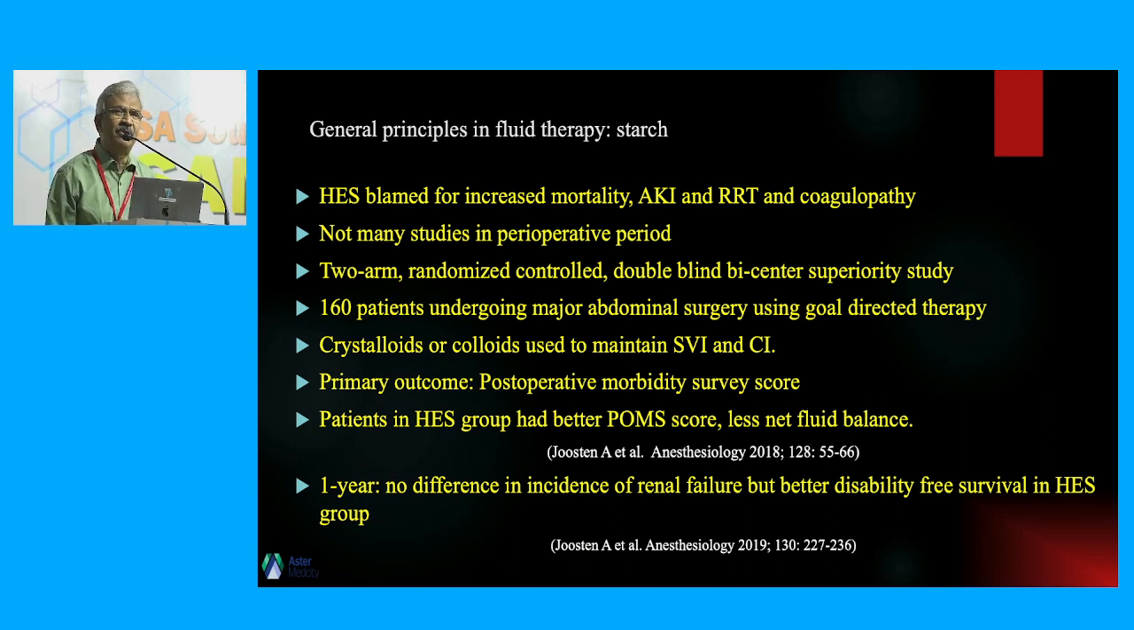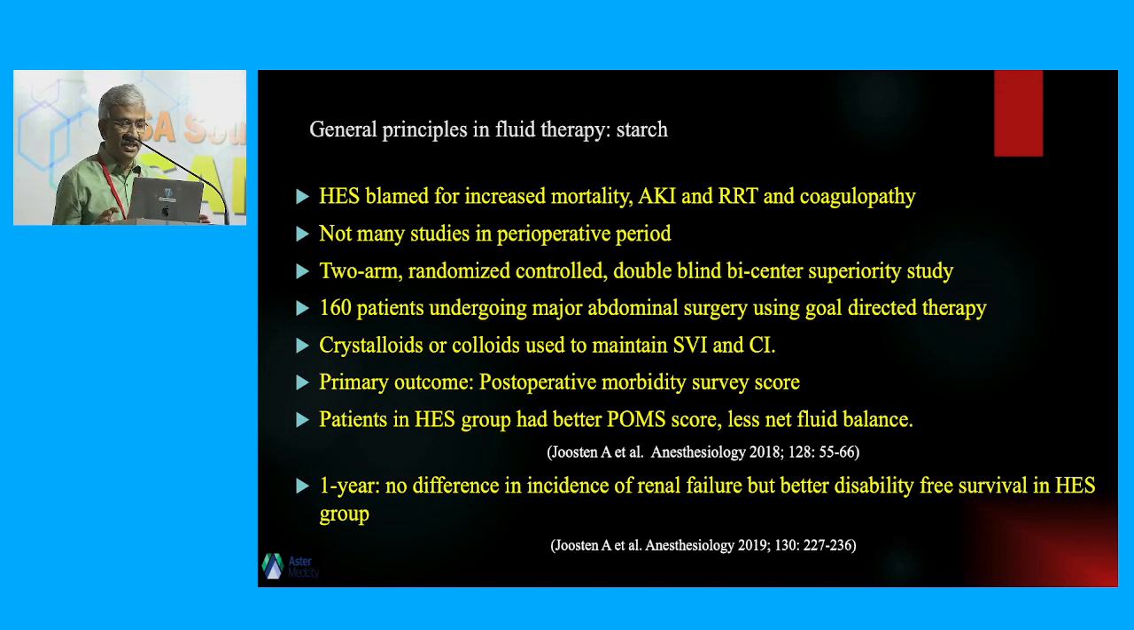Now, remember that most of these studies have actually been done in patients who are in the intensive care unit for prolonged periods of time. They have been receiving starch, not in the perioperative period. There are not many studies which have actually looked at starch use in the perioperative period.